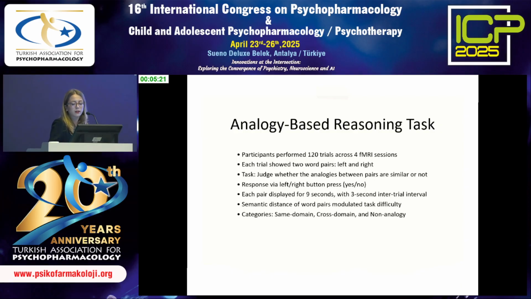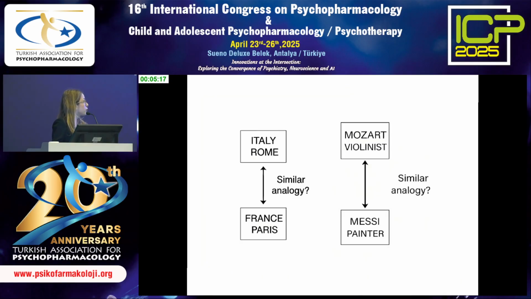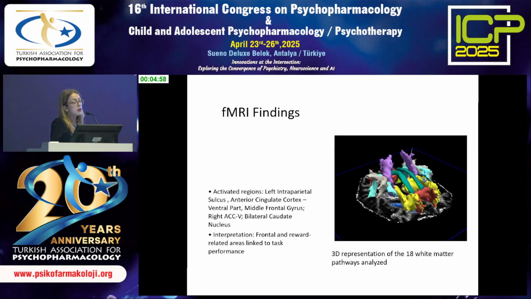Each pair was displayed for 9 seconds, and the semantic distance of word pairs modulated task difficulty. I put a sample here: the analogies between Catalan and France, and Mozart and Messi. We asked if there is an analogy between those words. For example, while one of them is a violinist, the other one is a football player. I would like to talk about the findings.